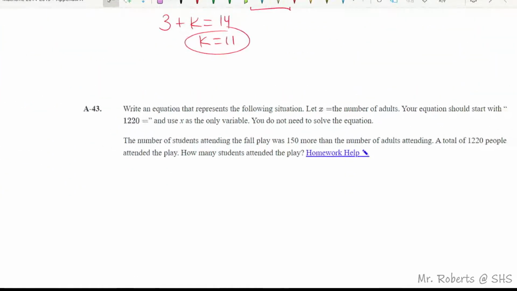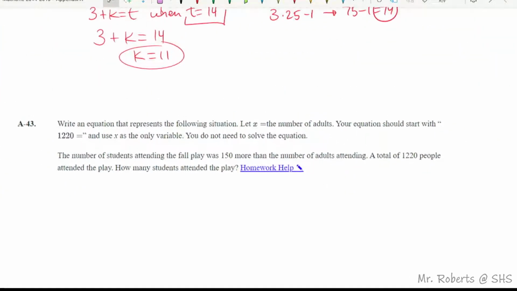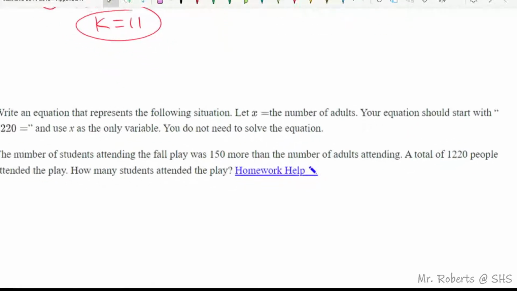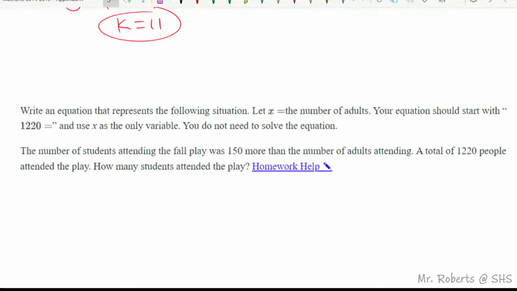Let's get on to third. It says write an equation that represents the following situations. Let x equal the number of adults. So x is the number of adults. Your equation should start with 1,220 equals and use x as the only variable. You do not need to solve the equation. Okay. So x is the only variable I should use. It says the number of students attending the fall play is 150 more than the number of adults.